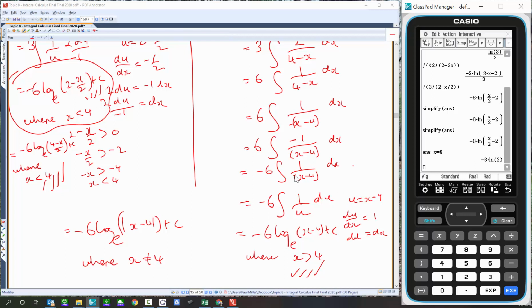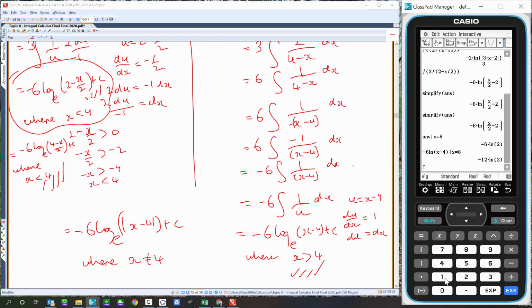All right, now let's do this one. So I've got this, which if you look at it, when I put in 8, I'm going to get -6 log e, and what is 8 take away 6? That's log e 4. Okay, now let's just do it. So I'm going to type in shift negative, oops, negative 6 ln x take 4 with x equals 8. Oh, that's a can of worms.